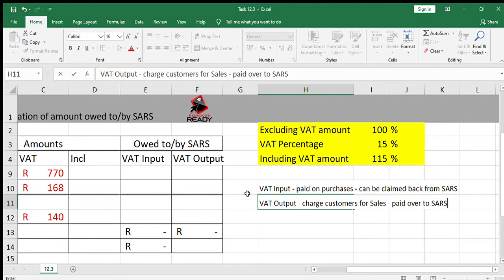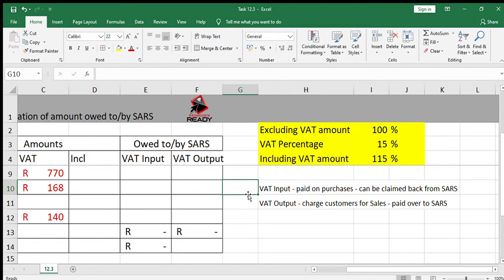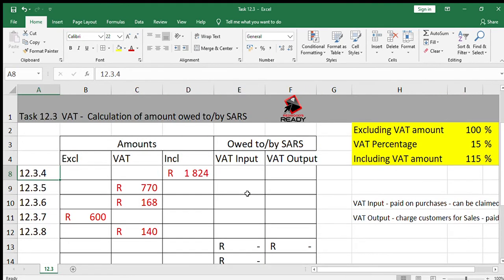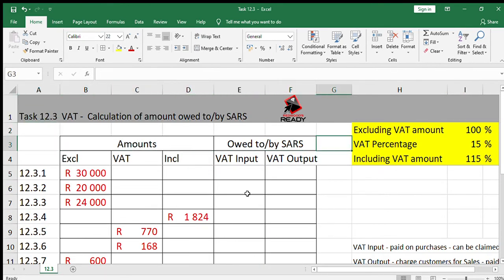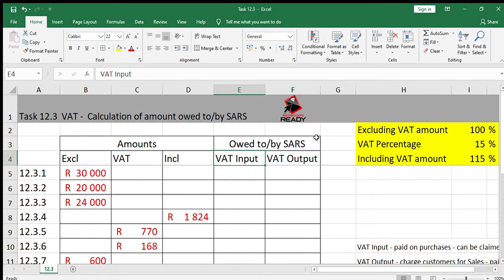It's very important to know what VAT input and what VAT output are. So basically, at the end of our calculation, we're going to take the VAT output total minus the VAT input total, and that will give us the amount owing to SARS. If the VAT input is greater than the VAT output, then it will be an amount which is receivable from SARS.